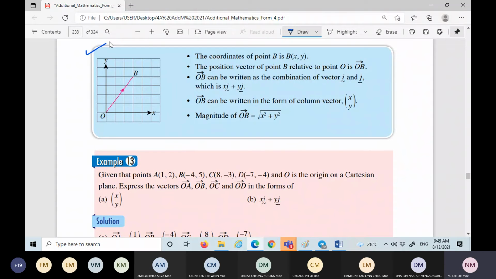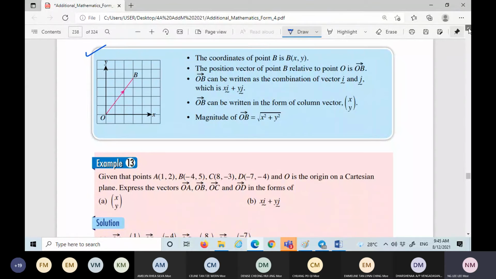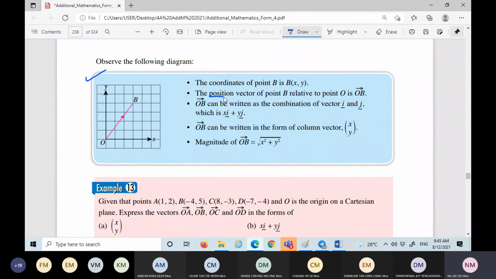Okay, look at this. What is the meaning of the position vector? When you see these words, position vector of the point B relative to the point O. Usually the position vector is related to point O, where O is the origin of the Cartesian plane. So if we say position vector, it will be OB. The coordinates of B here are (x, y).